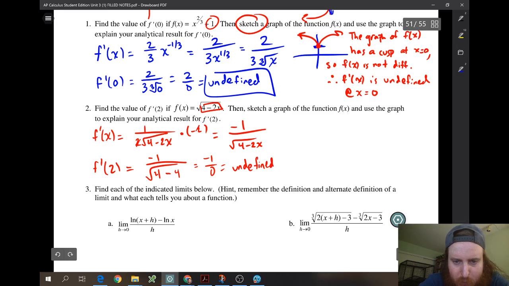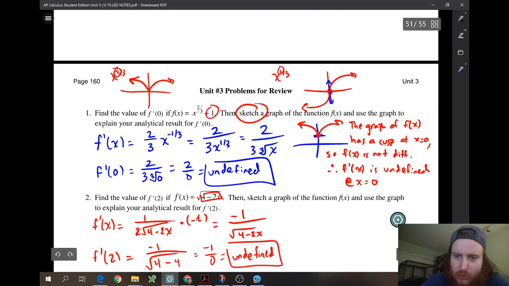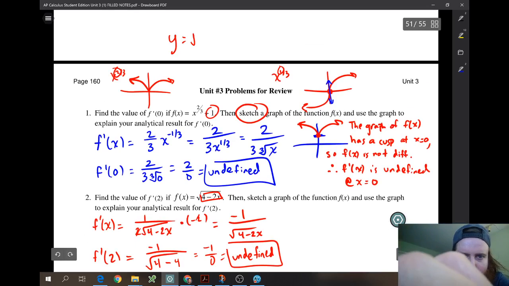Same thing, draw a sketch. We need to have the square root graph memorized. The normal square root of x graph, y equals square root of x. That normal graph looks like this.